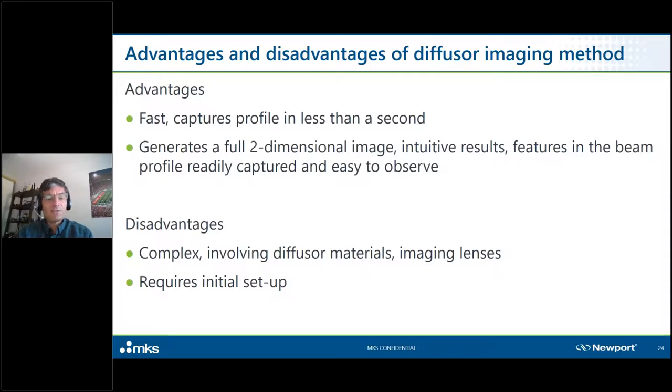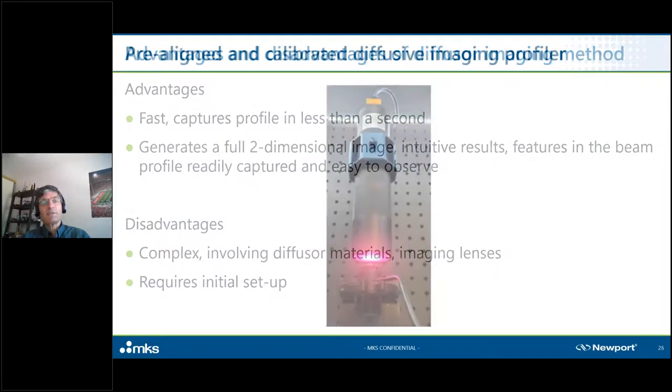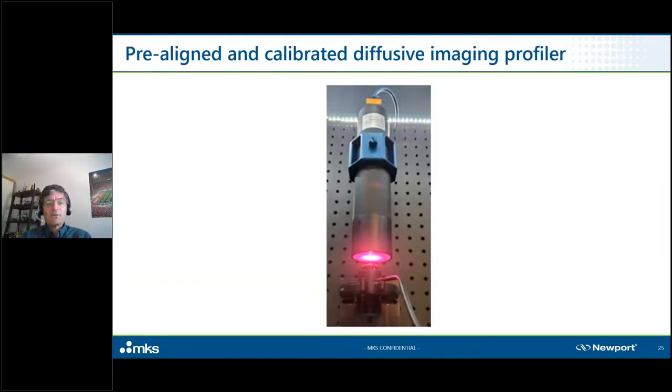The disadvantage is it is a more complicated method. It involves diffuser materials and imaging lenses. There is some setup involved. You're aligning some optics. It's a more complicated method than, say, just moving a photodiode around a divergent source. Those are the trade-offs with this technique. We at Ophir actually have a pre-aligned accessory that uses this particular technique.